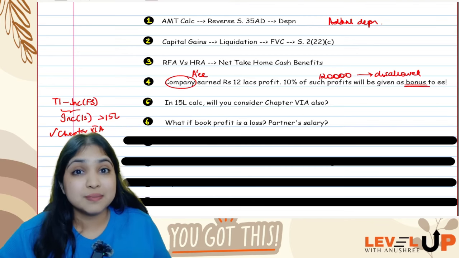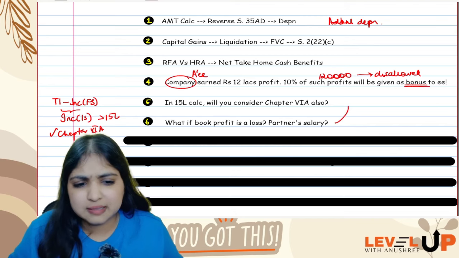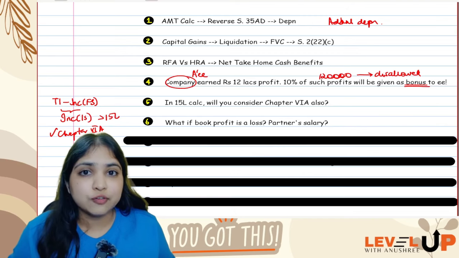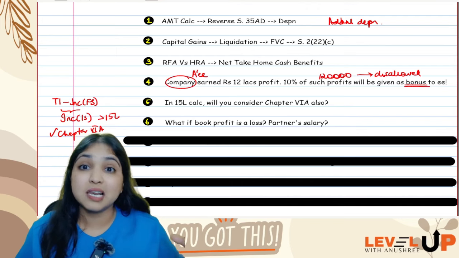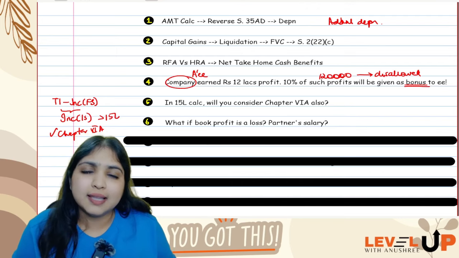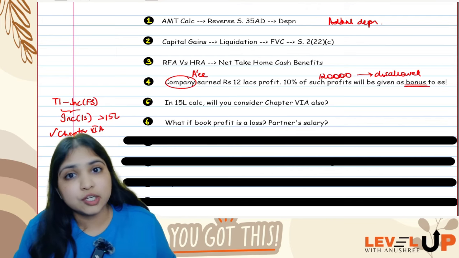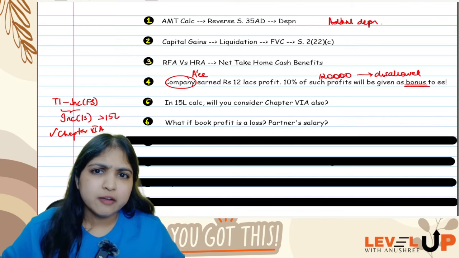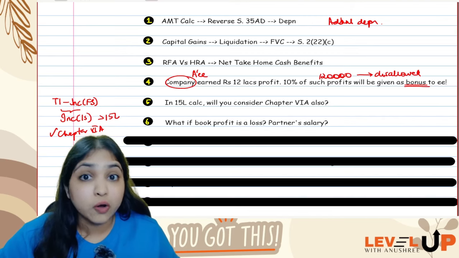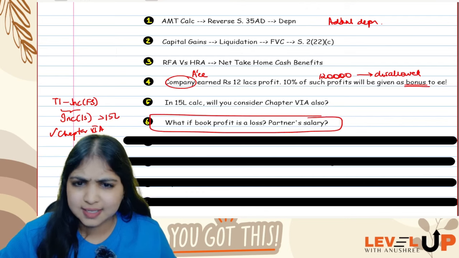Then comes question number 6. Let's say, now this is simple, this you might be able to answer. Under section 40B, in case you are calculating partner's salary, the partner's allowable salary, alright. In that calculation, you calculate book profit. Now, what if the book profit happens to be a negative number? What if it is a loss? Then also, for the partnership firm, will the partner salary be allowed or not? Are you able to answer this question?